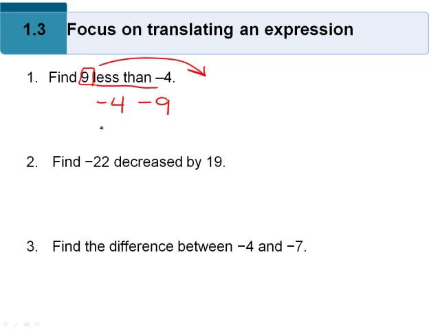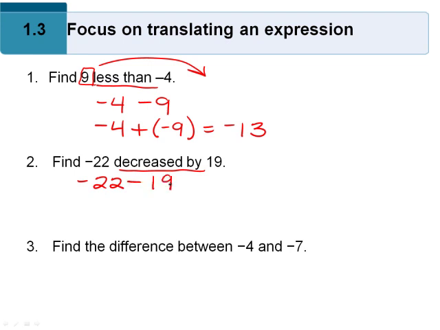So now we would have to do keep the negative 4, change it to addition, and the opposite would become negative 9. Okay, so now two negatives we add, keep the sign, which would be negative 13. Let's look at number 2. Find negative 22 decreased by 19. Okay, decreased by, the order is exactly the same. So we're going to write negative 22 decreased by, subtract 19.